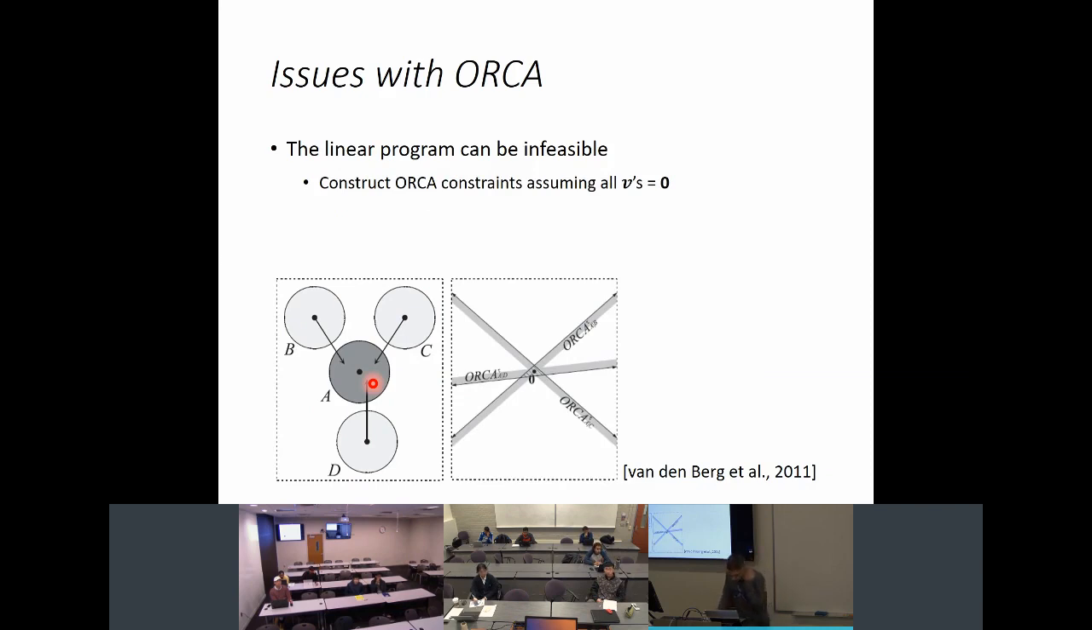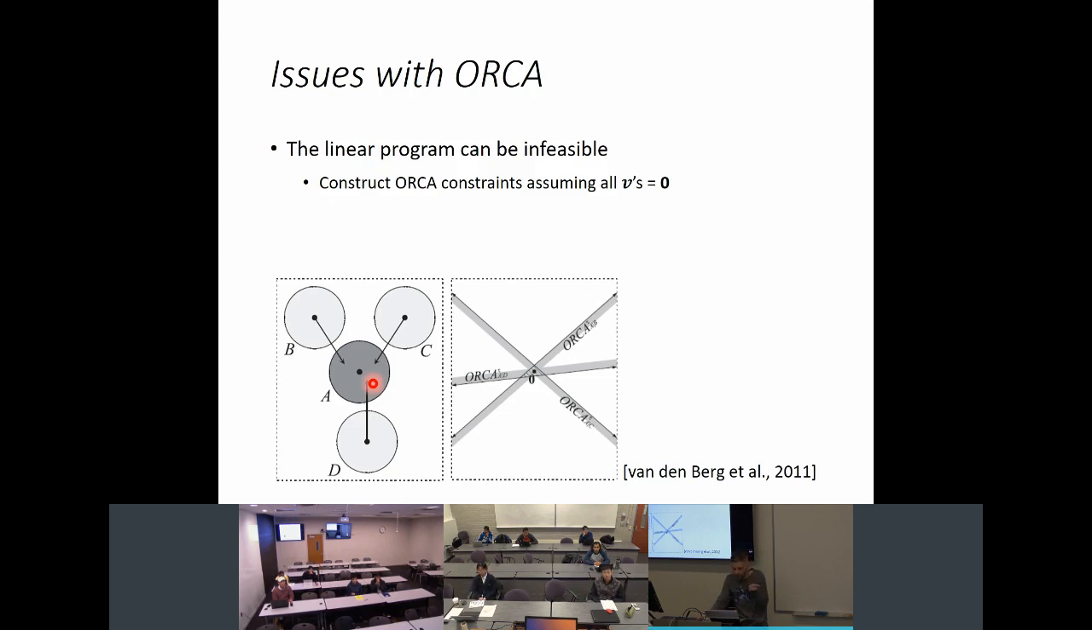The other solution is that we can actually construct the ORCA constraints assuming that the velocities of all agents are 0. Up until now, we have our own velocity, and we are, in theory, sensing the actual velocity of a nearby agent, right? If we assume that when we construct this set of permitted velocities, our current velocity is 0, and the current velocity of each of my nearby neighbors is also 0, then ORCA is guaranteed to find a non-empty set for all robots in all kinds of scenarios.